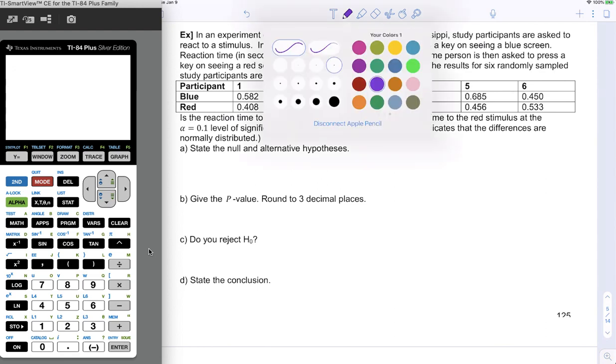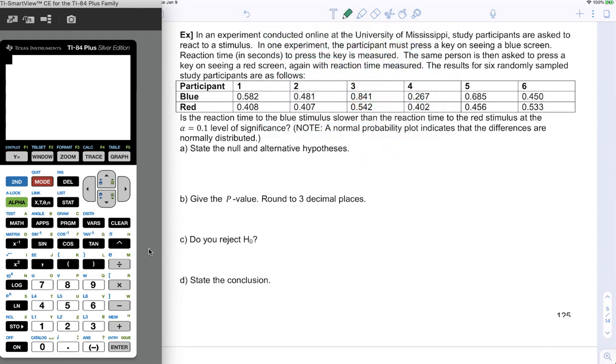Okay, so a couple things. We are looking at slower. So sometimes it can be a little bit tricky to determine the hypotheses here. Well, not the null hypothesis. The null hypothesis will pretty much be the same every time, and that is that the mean of the differences is 0, meaning there's no difference, that they would react in the same amount of time to a blue or a red stimulus. So now the question is, for our alternative hypothesis, what inequality symbol do we use?